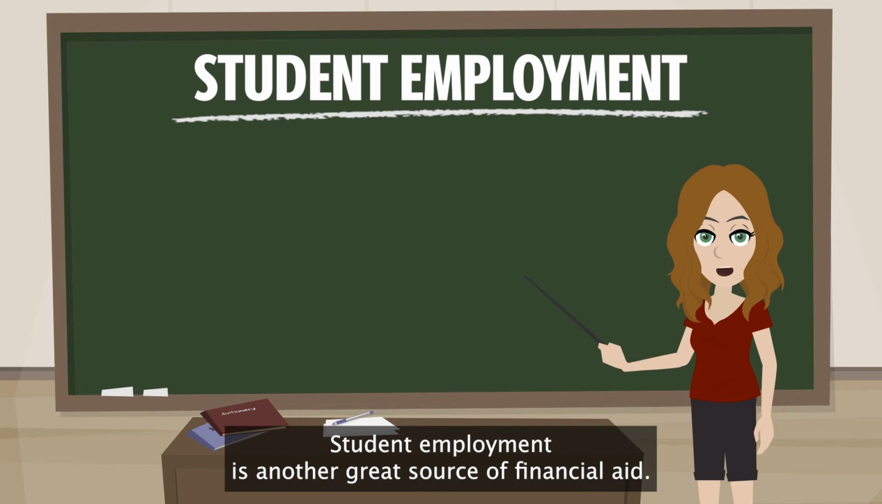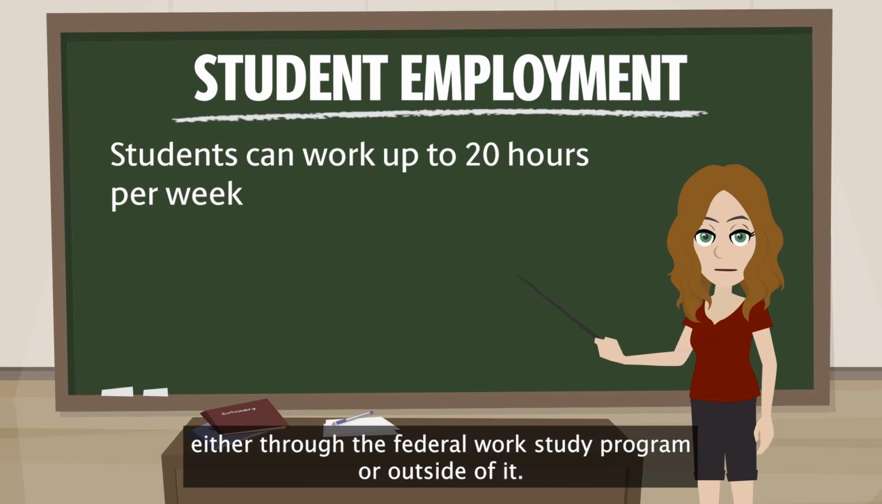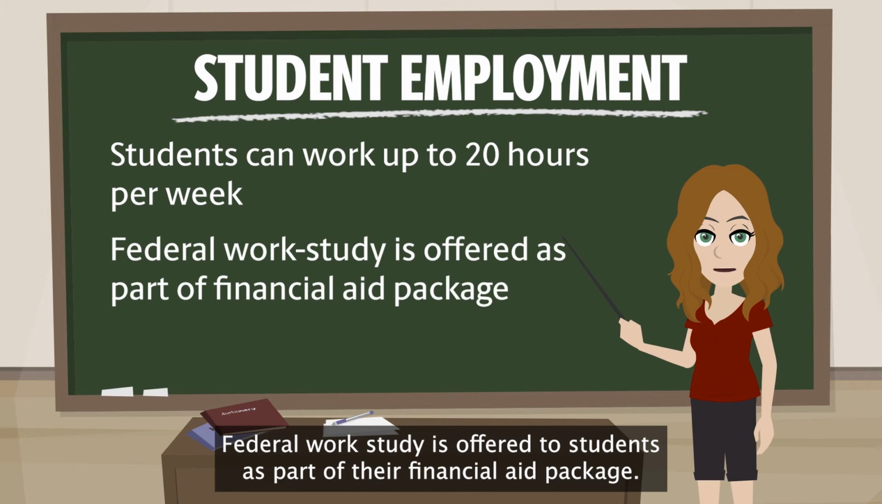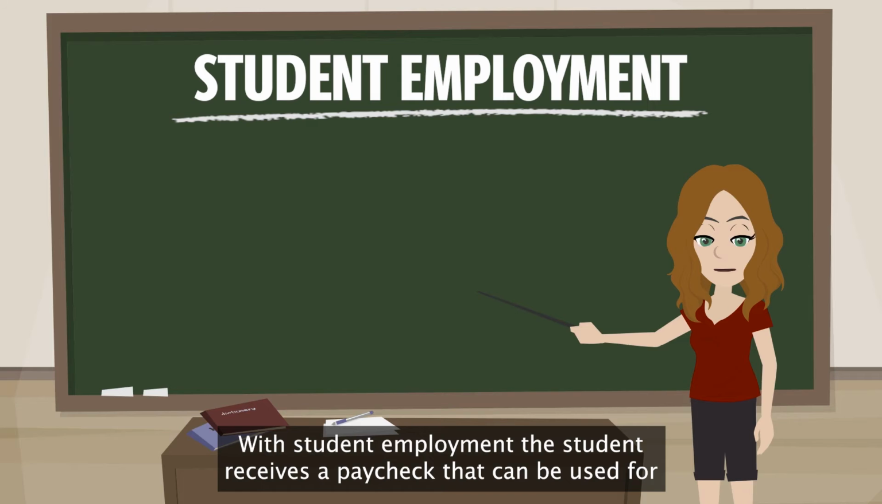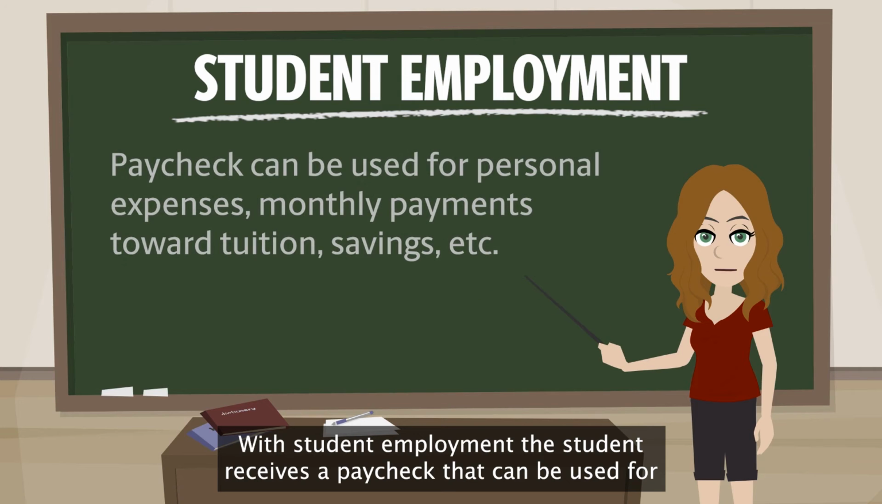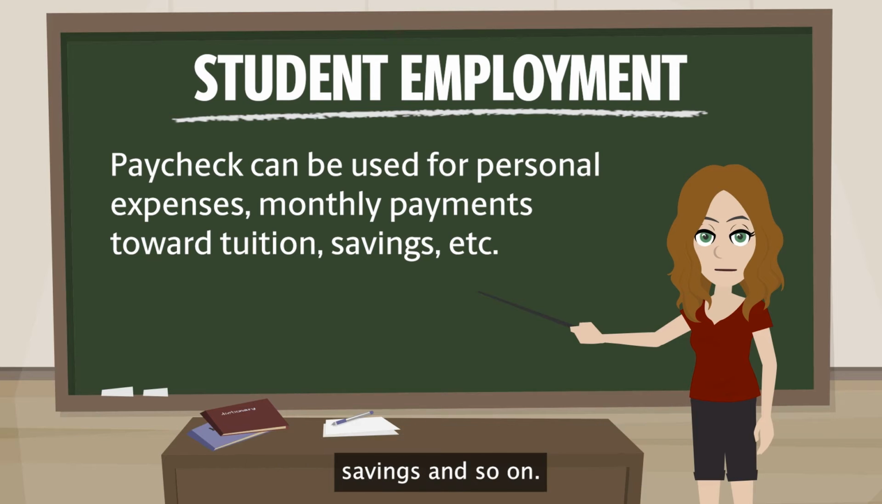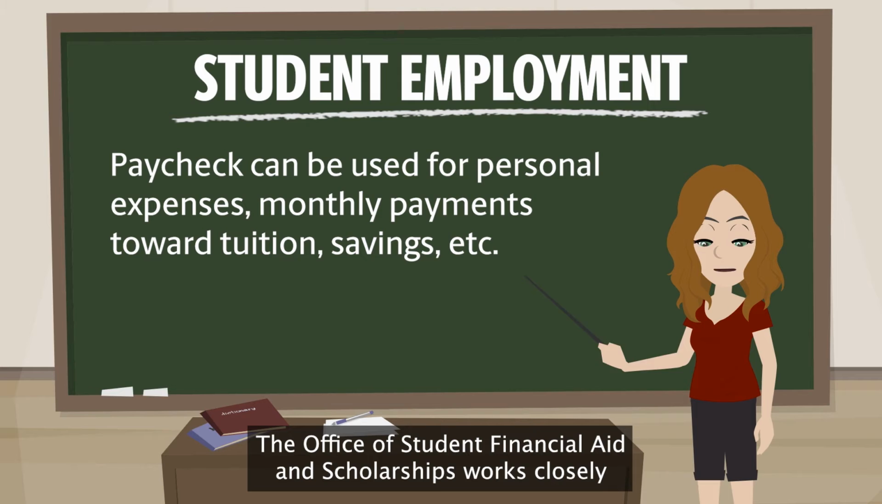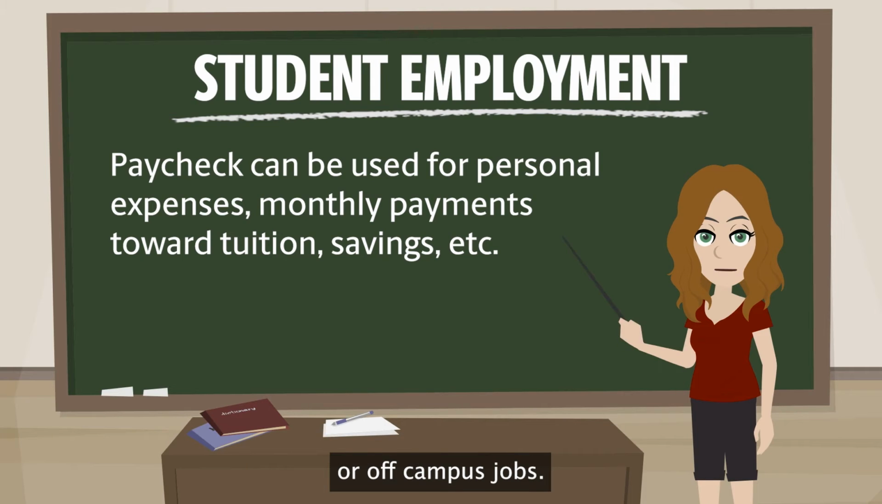Student employment is another great source of financial aid. Students can work up to 20 hours per week, either through the Federal Work-Study program or outside of it. Federal Work-Study is offered to students as part of their financial aid package. Students must submit a FAFSA to qualify for the program. With student employment, the student receives a paycheck that can be used for personal expenses, monthly payments toward their tuition bill, savings, and so on. The Office of Student Financial Aid and Scholarships works closely with our Career Center to support students looking for both on-campus or off-campus jobs.